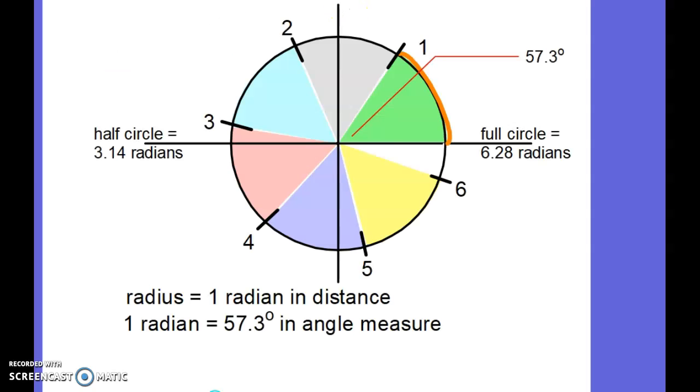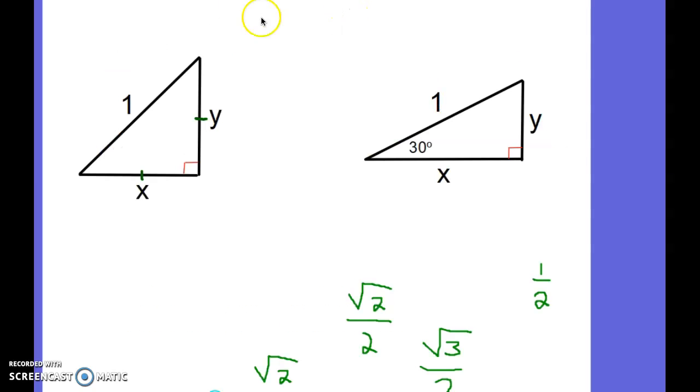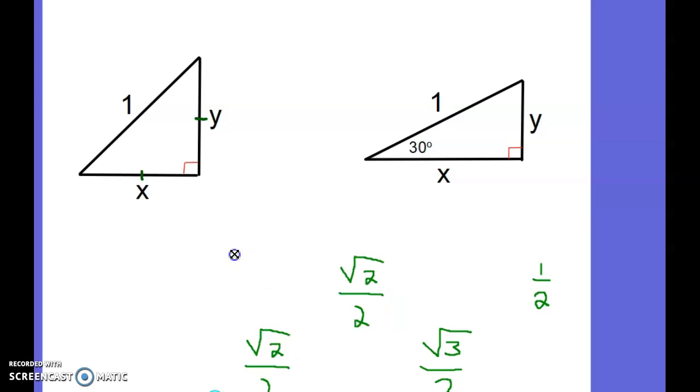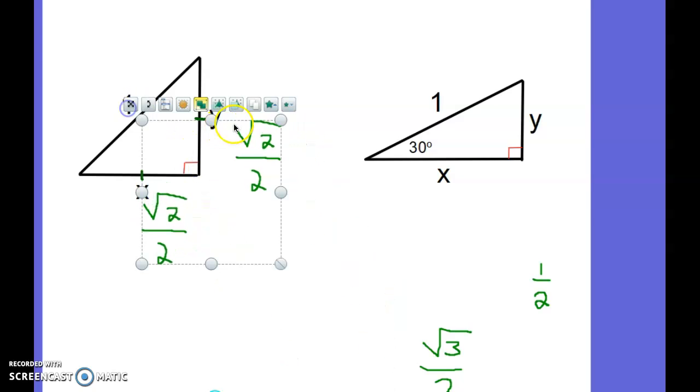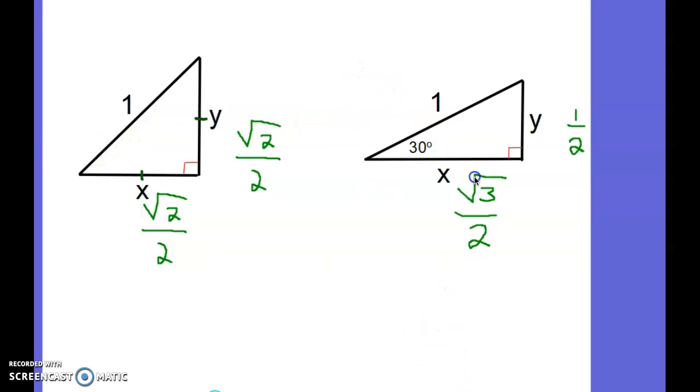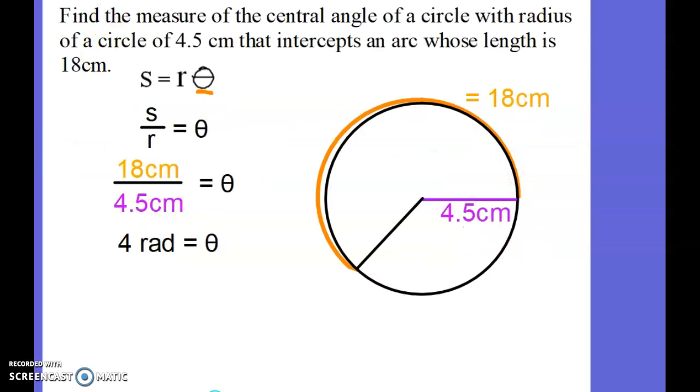Let me change screens. And remember, back when we were together, every day I was asking, here's a 45, 45, 90. What is x and y? And I always said the green numbers, root 2 over 2. And here's the short leg, and here's the long leg. What are those green numbers? Well, guess what, folks? We're going to have to start remembering these green numbers again, because that's what's coming up in our unit circle.